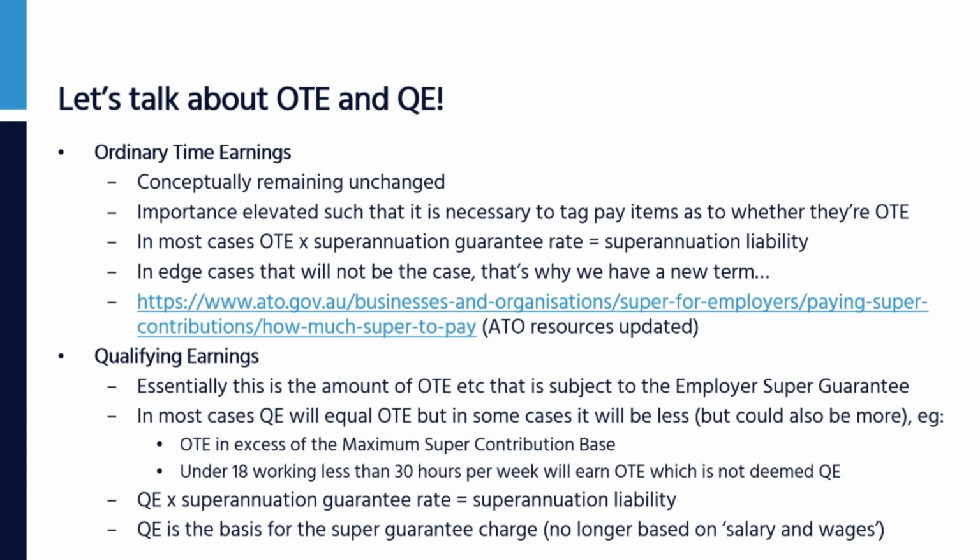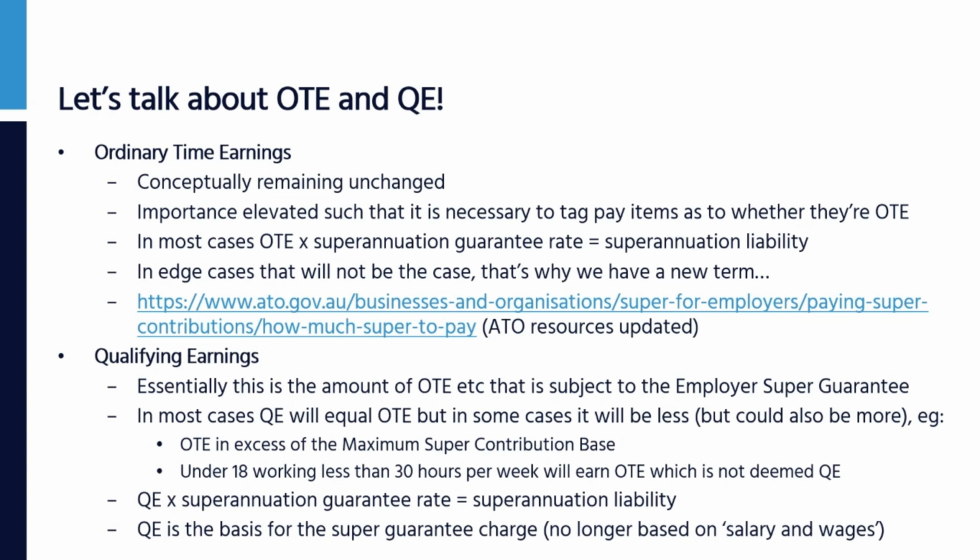So from an ordinary time earnings perspective, that's something that conceptually remains the same, but it is being elevated in its importance. Ordinary time earnings and qualifying earnings are in most senses the same. Previously in most cases the OTE multiplied by the rate would be the superannuation liability, but that's changing to be the qualifying earnings multiplied by the super rate. But because there are some edge cases, which we'll cover on the next slide, there are some quirky little bits as to why we're using qualifying earnings rather than ordinary time earnings.